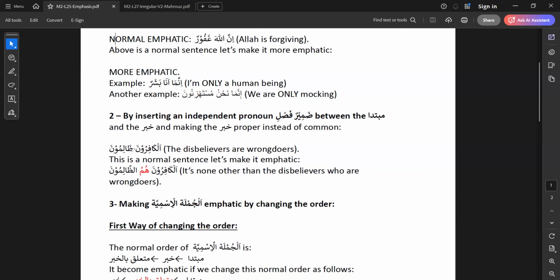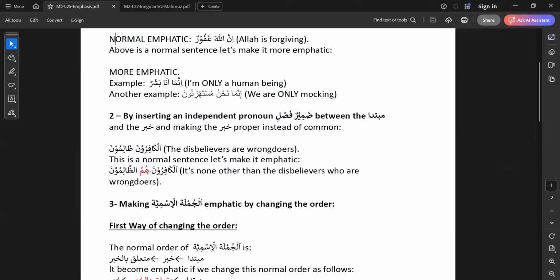Al-kafiruna zalimuna. The disbelievers are wrongdoers. So this is implying emphasis. But to make it even more emphatic, this is just simple: the kafirun are wrongdoers. To give it emphasis, we would add the damir munfasil, and in this case, because it is plural, we'd add hum.